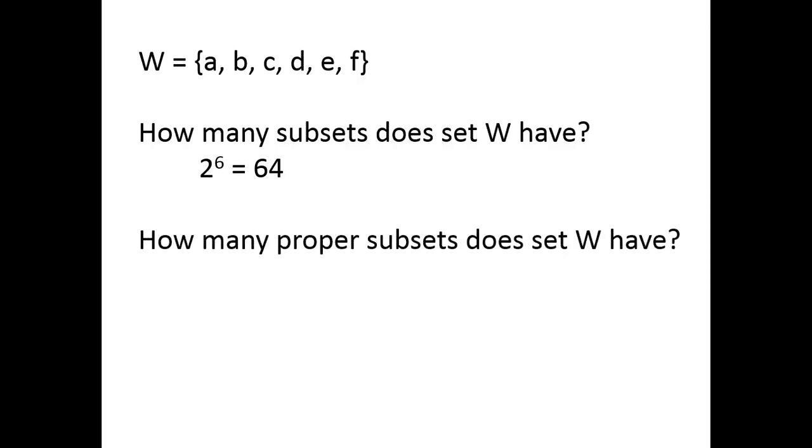And what if I want to know how many proper subsets this set has? Well, I know that the proper subsets cannot equal the original set. So there's going to be one of those subsets that is equal to the original set. I just need to subtract that off of my count. So the number of proper subsets is 2 to the 6th minus 1, or 64 minus 1. There are 63 proper subsets in set W.